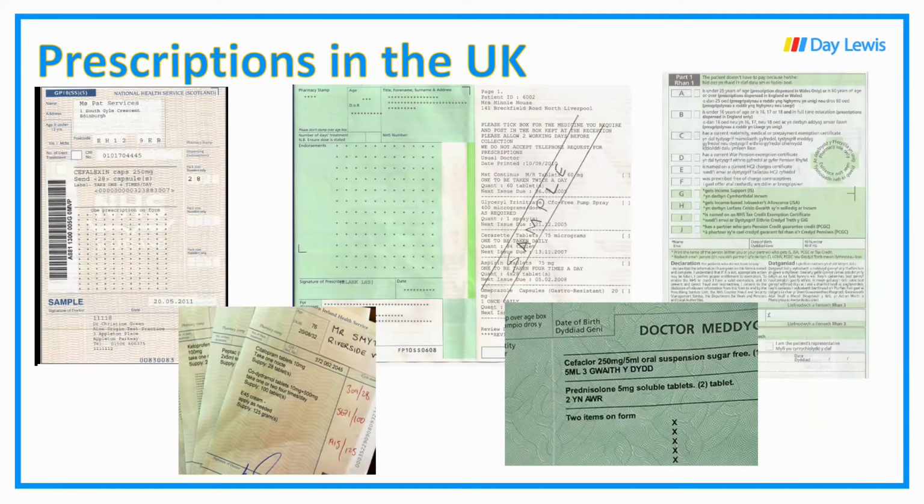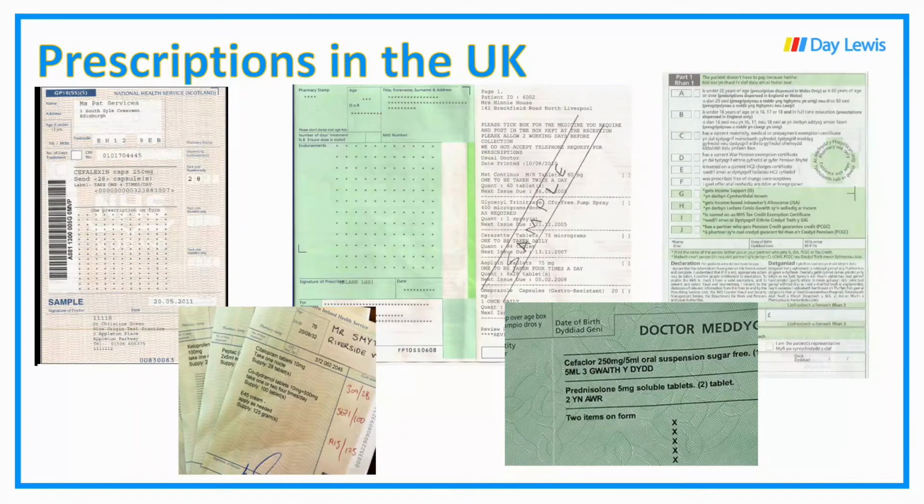So here we have different prescriptions in the UK. First you'll be able to see the main sorts of differences. We've got a normal FP10 in the middle, which you'll probably be most used to seeing, with the endorsement column on the left hand side, and then we've got some Scottish and some Welsh versions of an FP10 prescription.